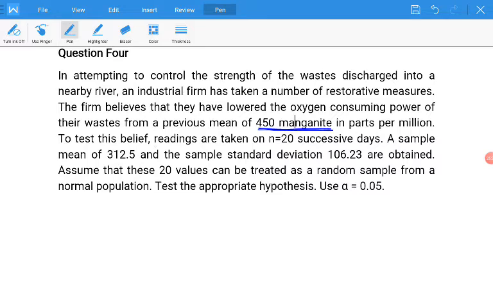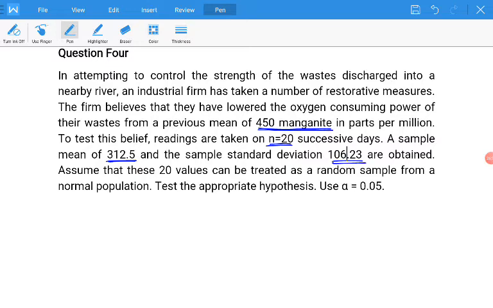To test this belief, readings are taken on n is equal to 20, so the sample size is 20, successive days. A sample mean of 312.5 and a sample standard deviation of 106.23 are obtained. Assume that these 20 values can be treated as a random sample from a normal population. Test the appropriate hypothesis. Use alpha is equal to 0.05.